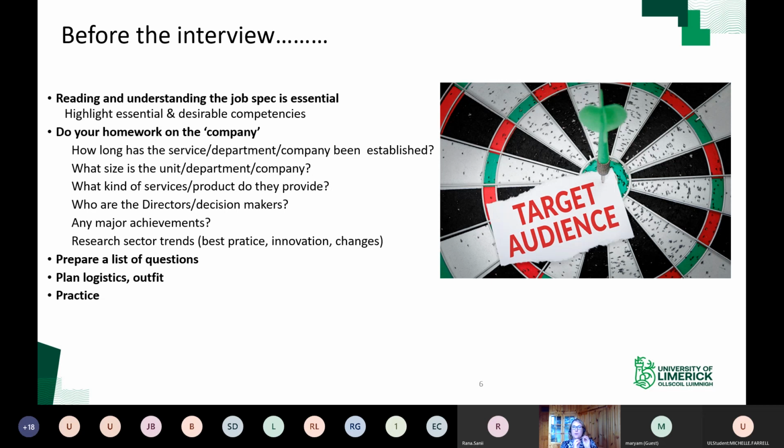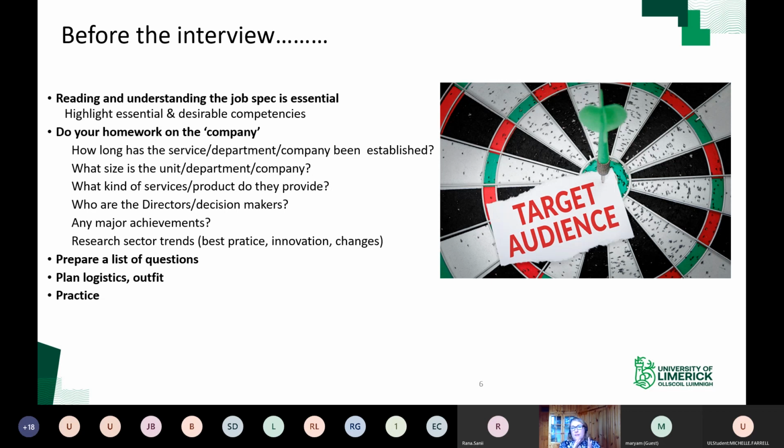So it would be very important, as I said, to do your homework on the company before you go for interview. Prepare a list of questions that you could be asked, obviously, but also questions that you might ask at the end of the interview, when you are often asked, is there anything you'd like to add or ask in relation to the organization?